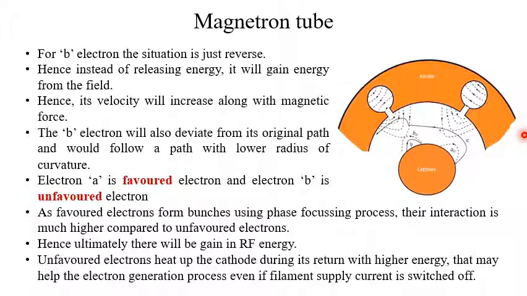But what happens to the unfavored electrons? Unfavored electrons actually heat up the cathode during their return with higher energy, because they are returning to the cathode with higher amount of energy, as they have extracted some of the energy of the RF field. So they hit back to the cathode with higher energy, and because of this heating, it will generate heat. So thermal energy or temperature of the cathode would increase because of this return journey of this type of unfavored electrons.